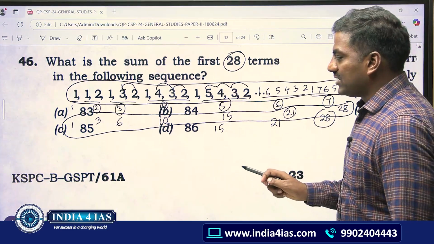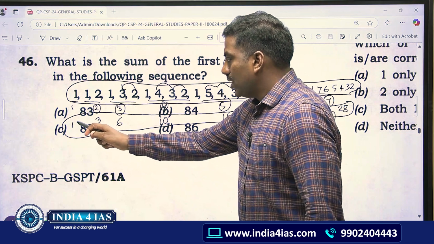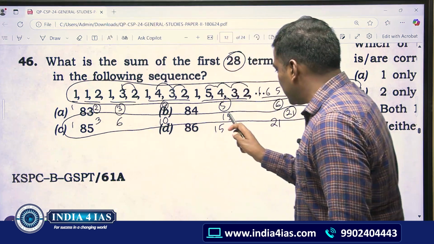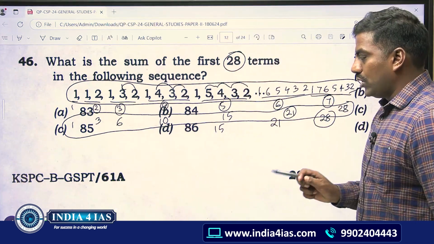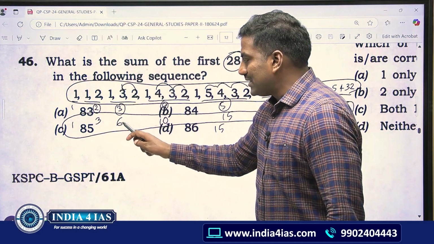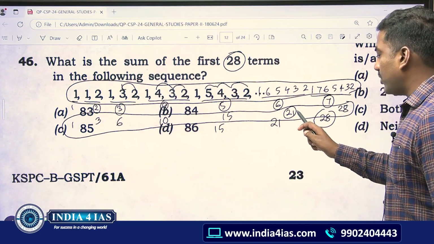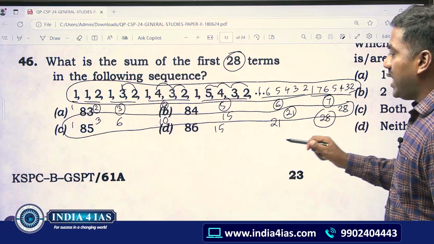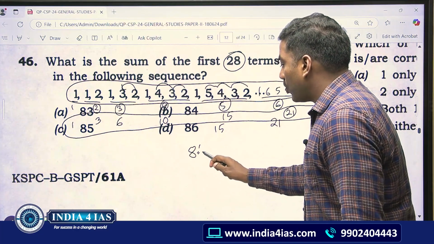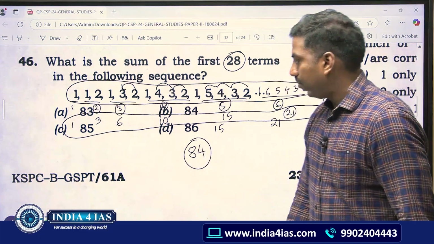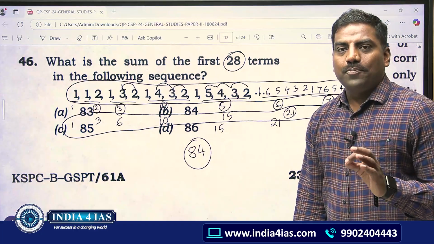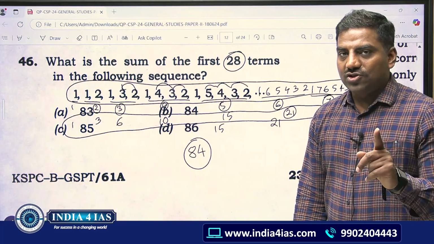This is one of the toughest, I know. It has 3 iterations. 1 plus 3 plus 6 plus 10 plus 15 plus 21 plus 28 we have to do. 1 plus 3 is 4, 4 plus 6 is 10, 10 plus 10 is 20, 20 plus 15 is 35, 35 plus 21 is 56, 56 plus 28 is 84. Answer is 84 here.